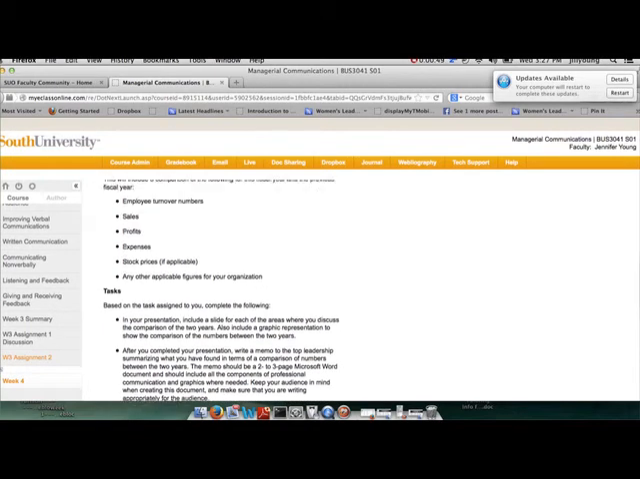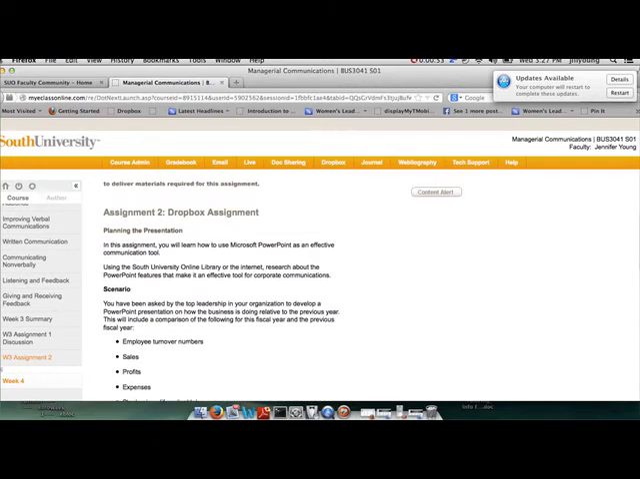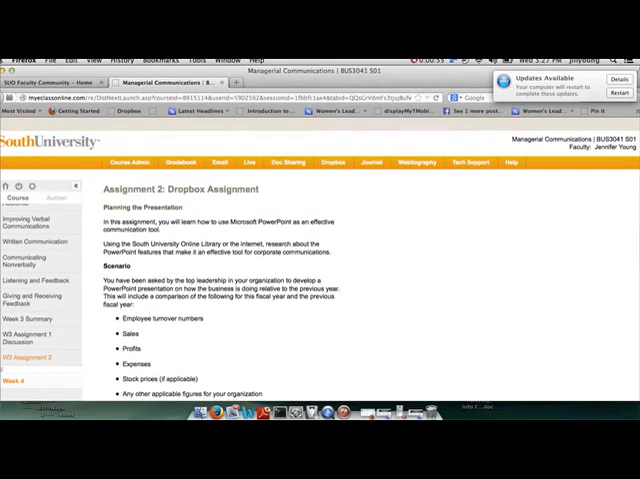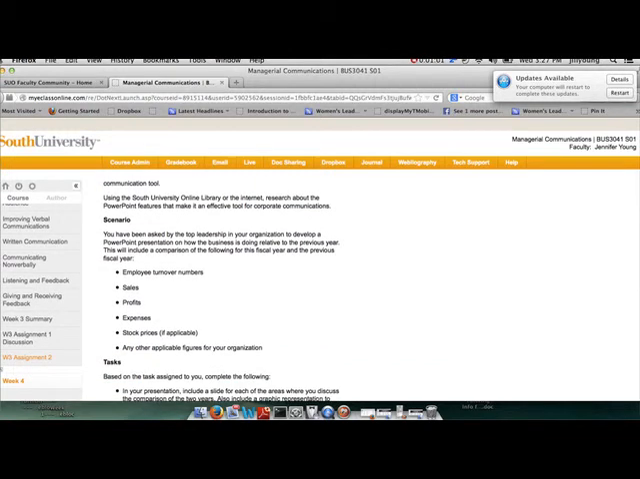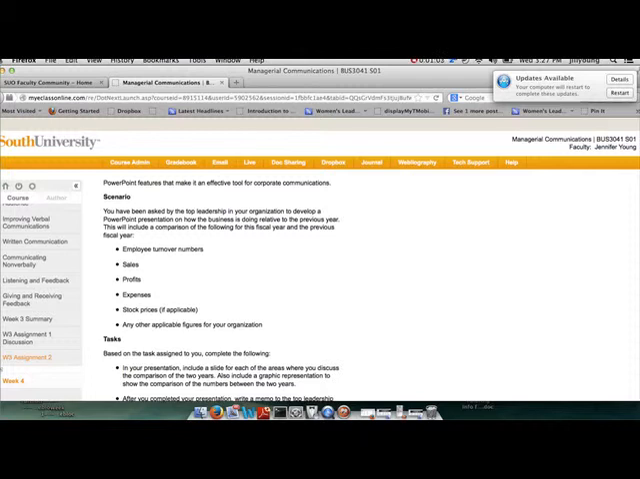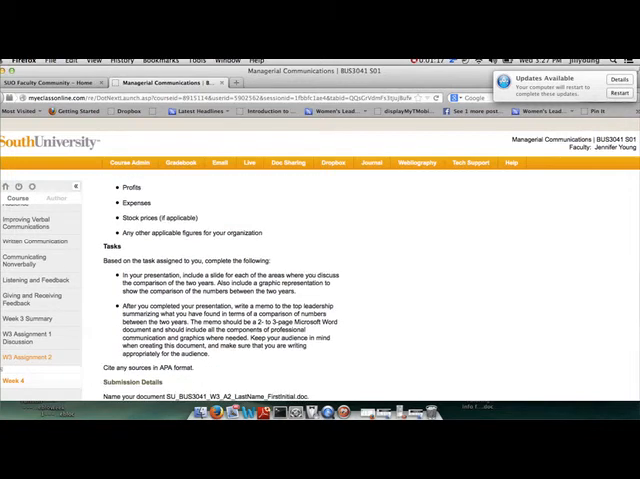Okay, so basically you are making this up. Make up your own organization and make up some numbers for these. I mean, obviously it makes sense. They have to make sense. Sales, profits, expenses, stock prices, if applicable, any other applicable figures for your organization. I think I just skipped employee turnover numbers. I'm sorry. So you're making this up.